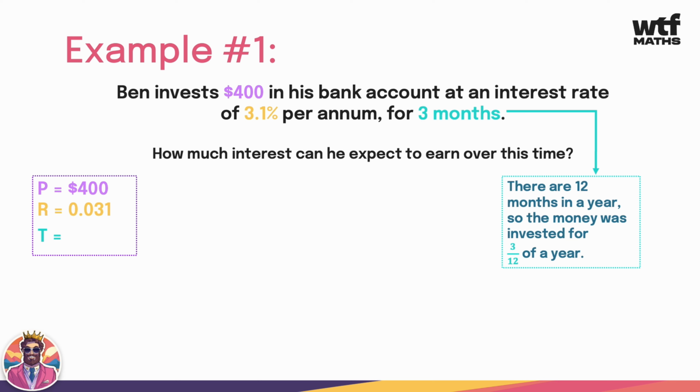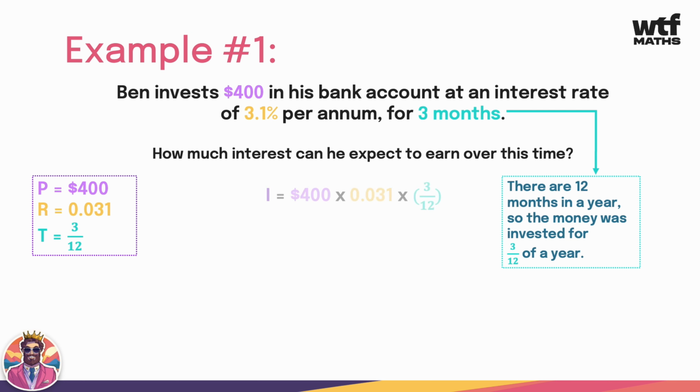Well, there are 12 months in a year. So the money was invested for 3 months out of 12 months. So the fraction we're going to use is just going to be 3 out of 12. Now you can simplify that if you want to 1 over 4. That's up to you. You do what you want. But I'm just going to stick with the fraction as it is, 3 out of 12 months.